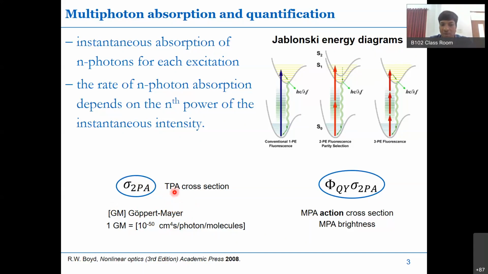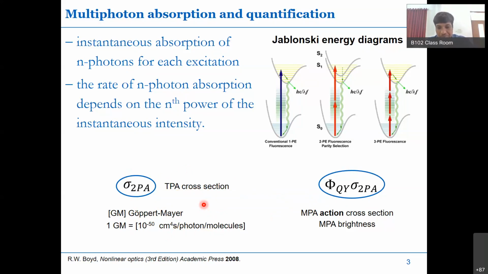Because of her contribution, the unit has been named after her. This is known as the two-photon absorption cross section, TPA. The units are either Goeppert-Mayer, or, if you want to take it into MKS or SI units, centimeter to the fourth power times second per photon per molecule. So this is the basic unit, and this is typical of two-photon absorption cross sections.